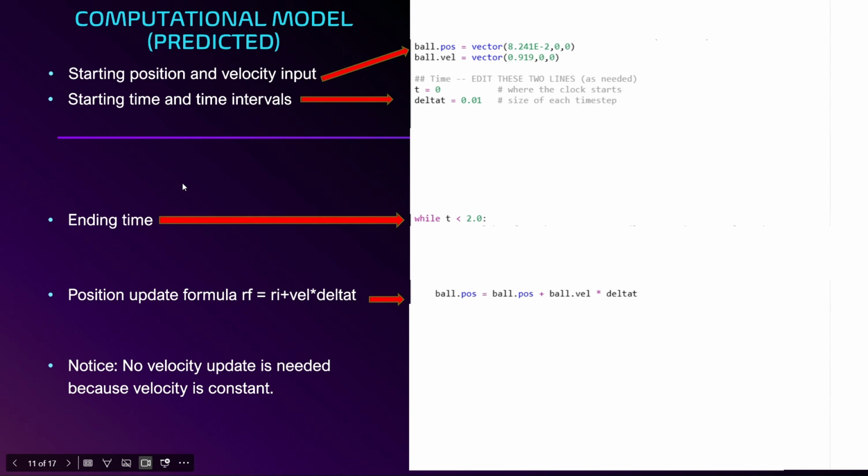And then here's the computational model. So up here are our starting values. Here's the velocity and the position. And here's where we start the time, and here's each time step in our data. The ending time is going to be, we ended at 0.96, so it's less than 2. And then here's the main part. This is where we put our position update. So here the final position equals initial position plus the constant velocity we have times delta t, the time steps we had up here. And once again, we don't need a velocity update because it stays the same.